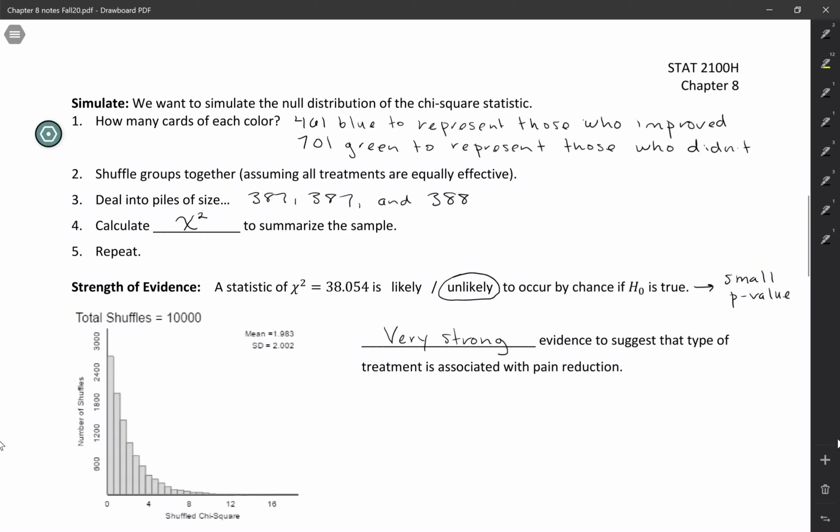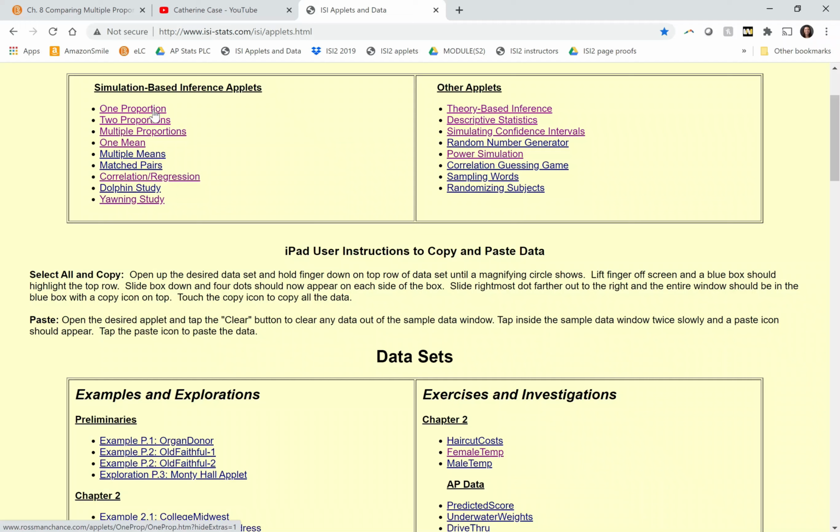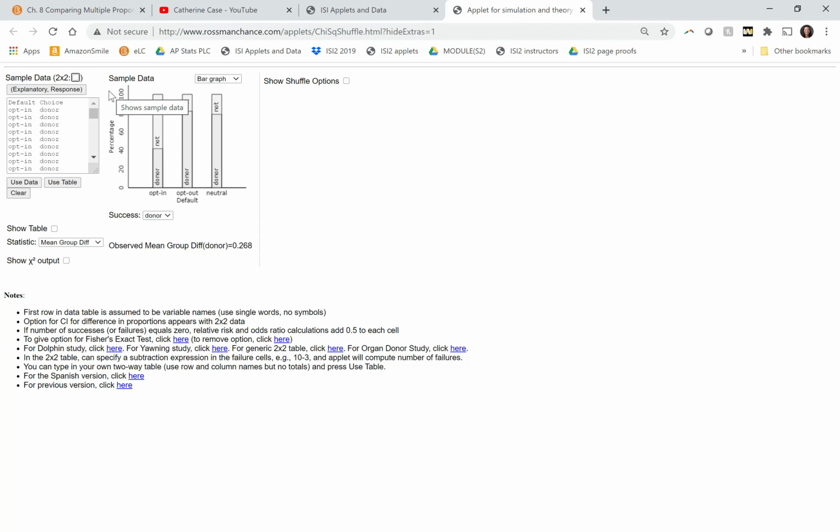Earlier, we came up with a plan to use a simulation to test for an association, and if we want, we can carry that out with an applet. So I'm going to the multiple proportions applet here since we have more than two groups. I'm going to start by putting in my data.